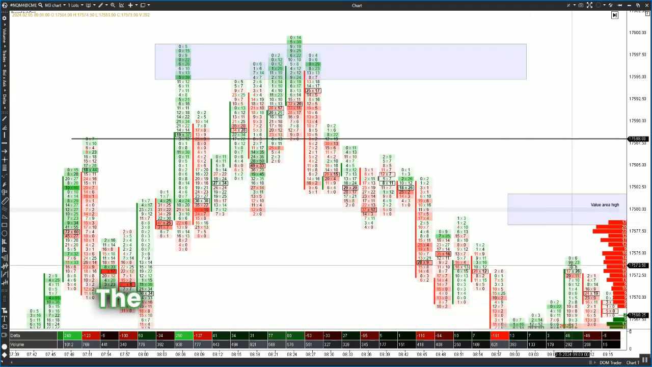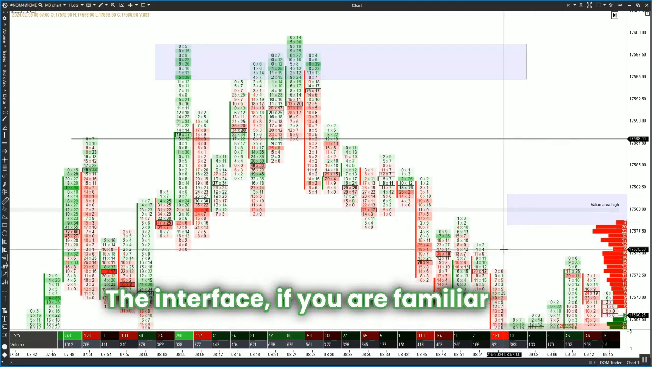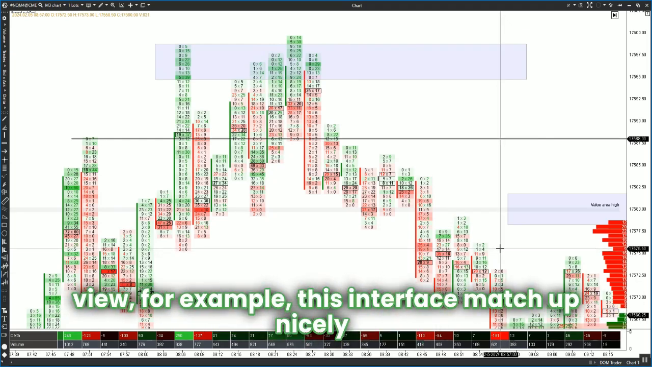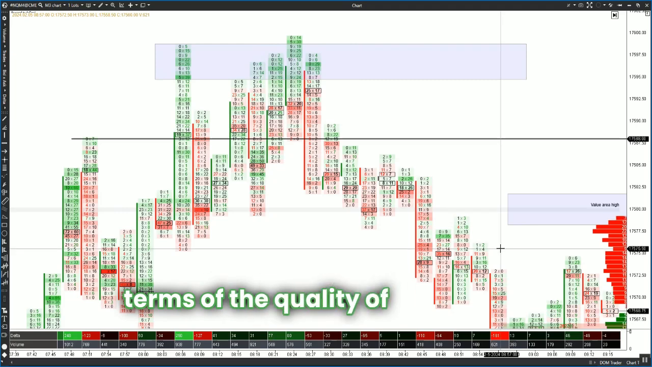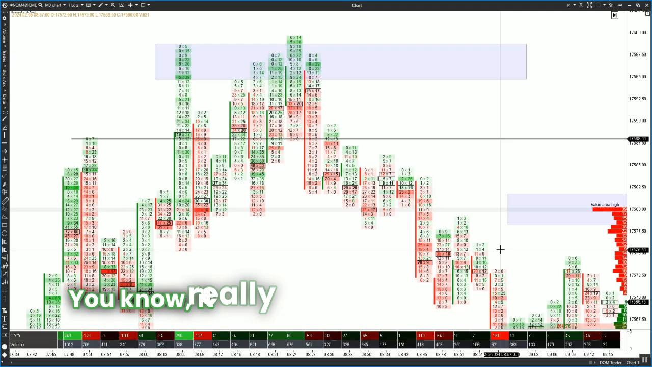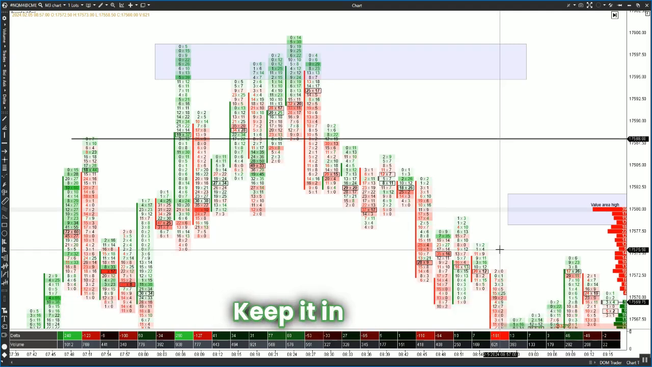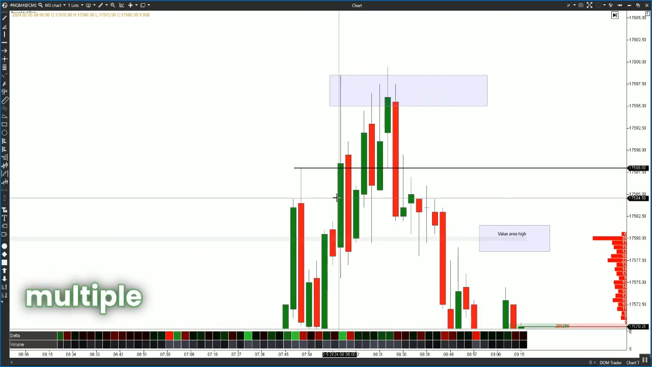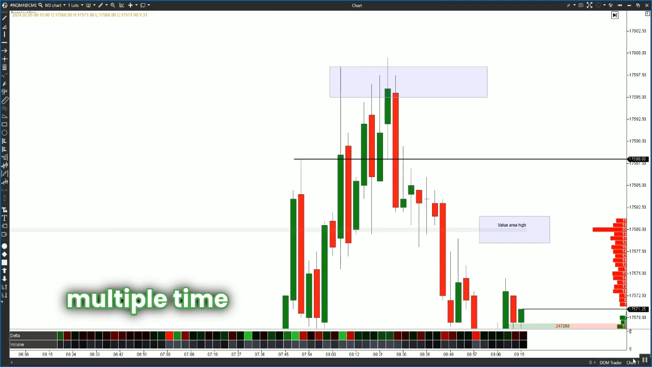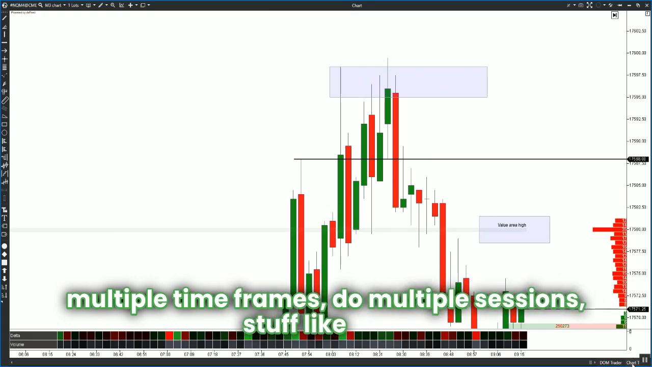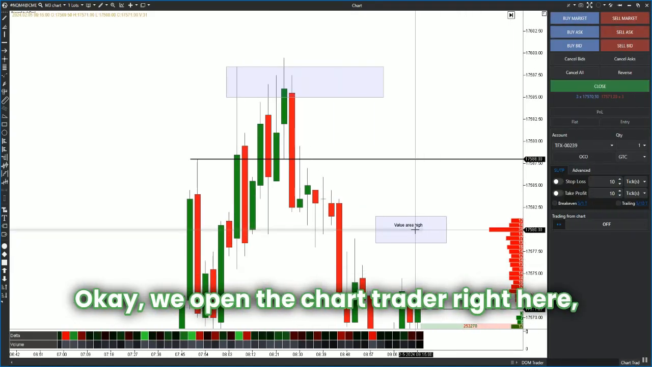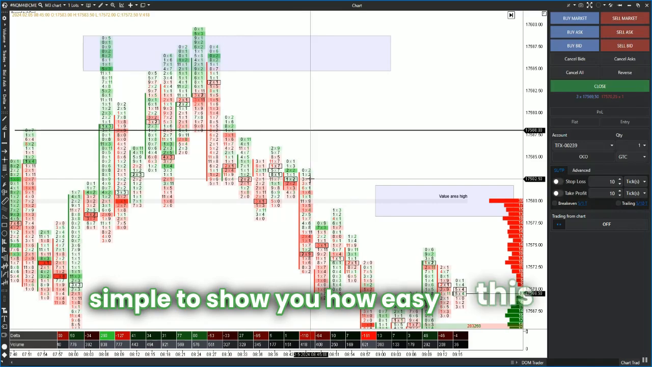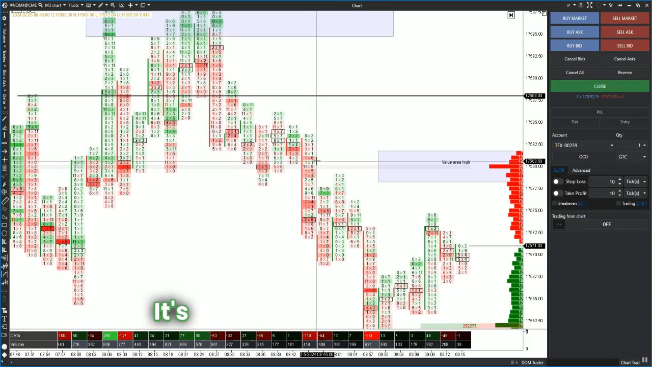Okay, the interface, if you are familiar with TradingView, for example, this interface matches up nicely in terms of the quality of the trading software. It really looks like a TradingView chart. Keep it in mind, and it's also easy to use, shifting to multiple time frames, to multiple sessions, stuff like that. Okay, we open the chart trader right here, which is simple, to show you how easy this could work out. It's really one-click trading.